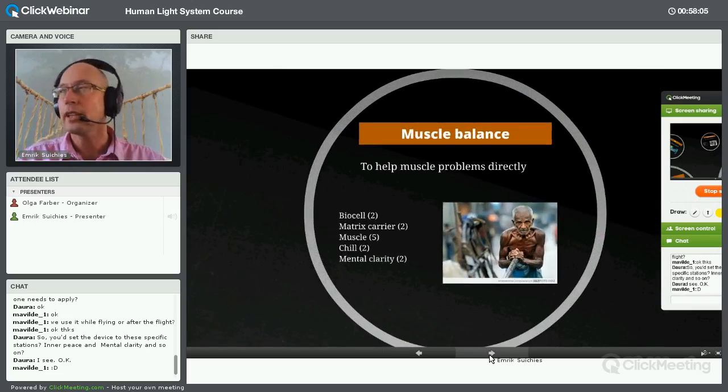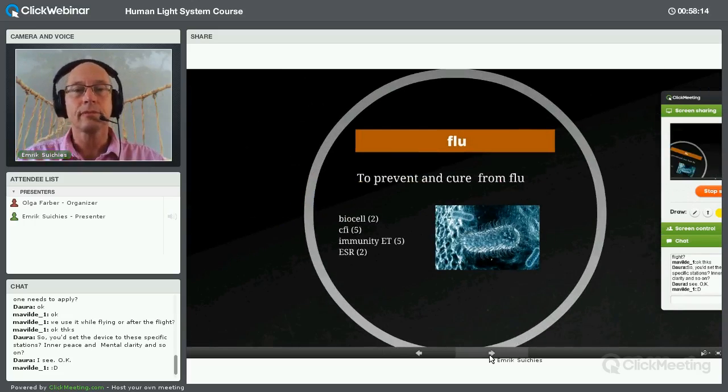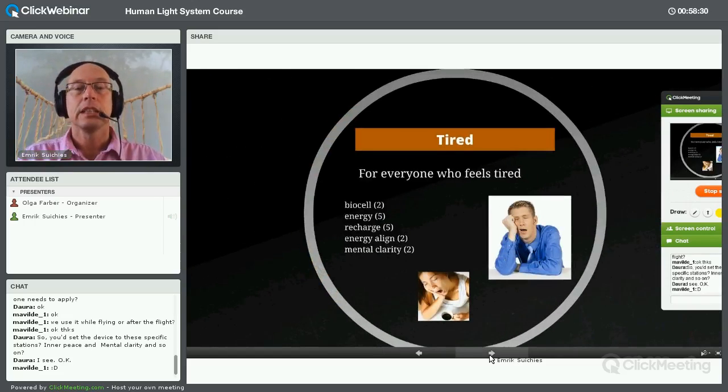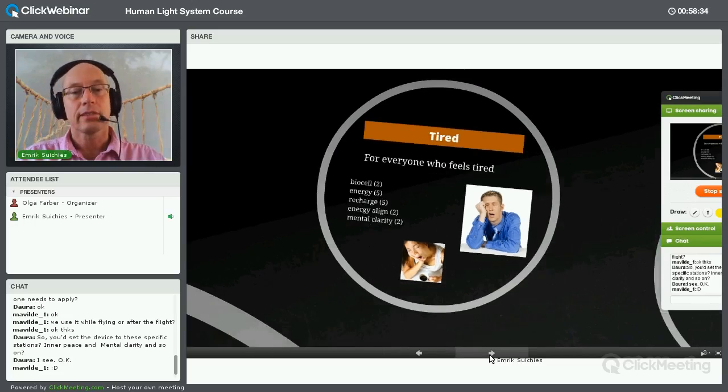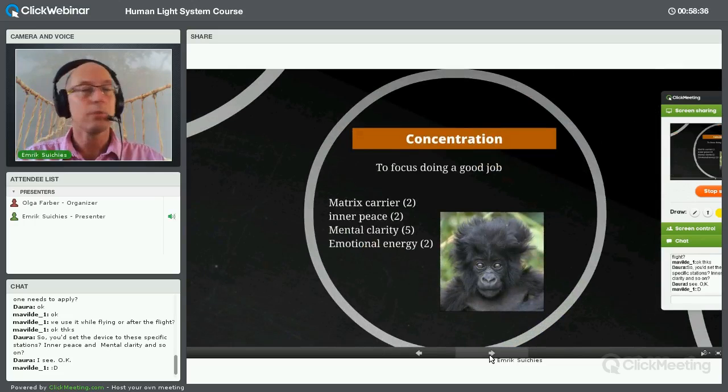And of course, you can use all those frequencies in your own way. This one we already had. To prevent flu, I already discussed to use BioCell, cold flu influence for 5 minutes, immunities, and ESR, also again to get things out. When you get tired, there are lots of frequencies, and I will go on because I still have 2 minutes to go.